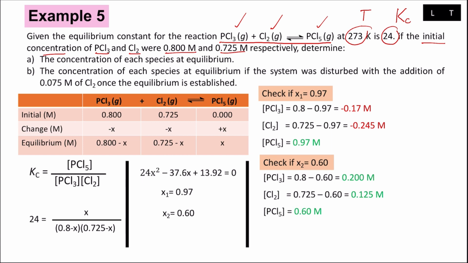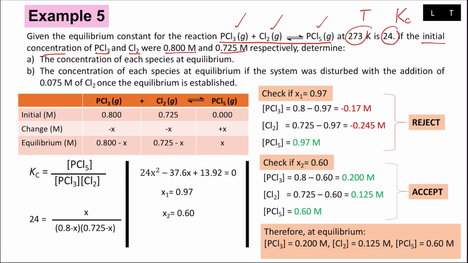If you take a look here, the value is in red color. I emphasize here this is negative sign. So logically, if we understand that, concentration cannot be negative, sebab tu kita akan reject this one. So X value yang kita akan gunakan adalah X2. Now we are going to write the conclusion. Therefore, at equilibrium, concentration of PCl3 0.2 molar, Cl2 0.125 molar and PCl5 adalah 0.6 molar. So settle untuk question A.